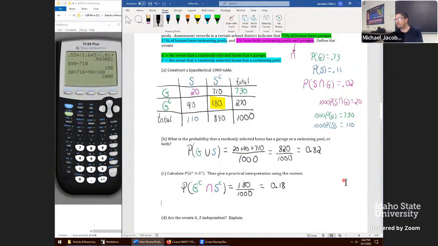What we need next is a practical interpretation, but after doing all those inferential statistics problems, this shouldn't be too bad. We could start off by taking this. You might say that there's a probability of 0.18. That's an acceptable answer. But I think it's more practical for saying there is an 18% chance that, let's see here, let's use this language, a randomly selected home.